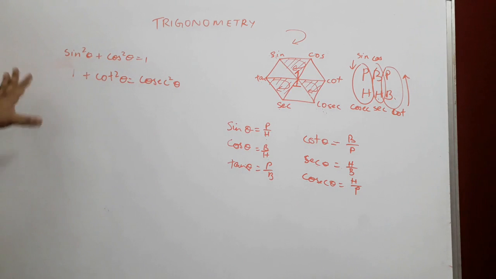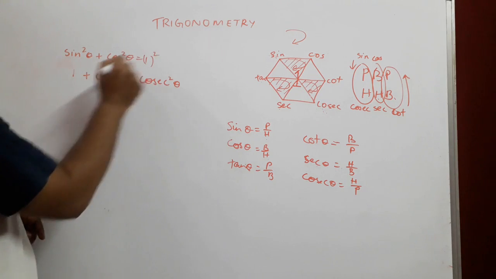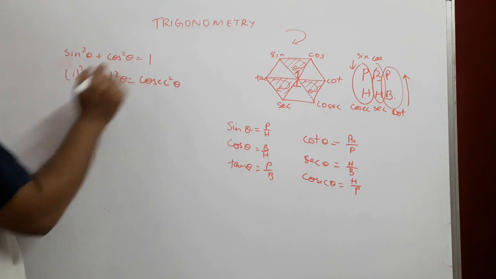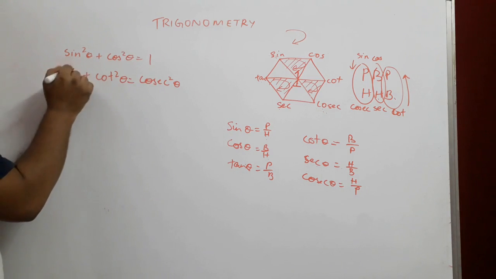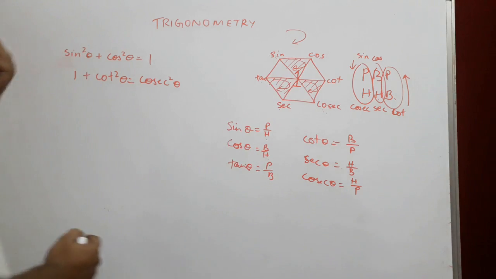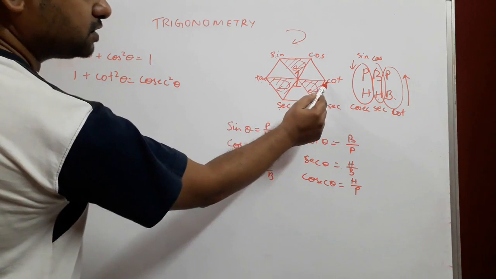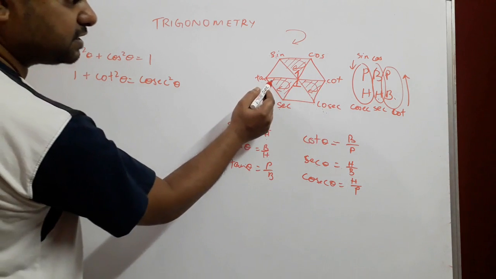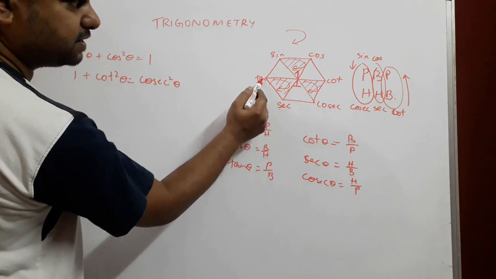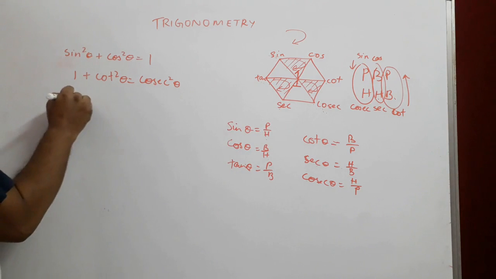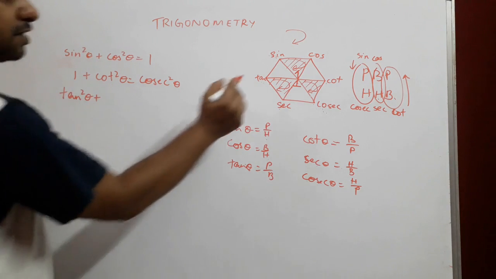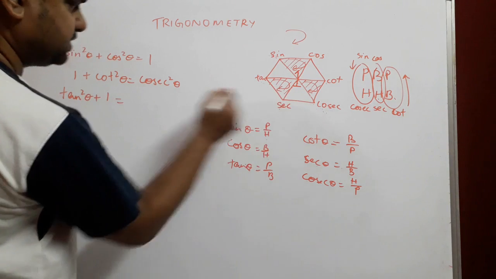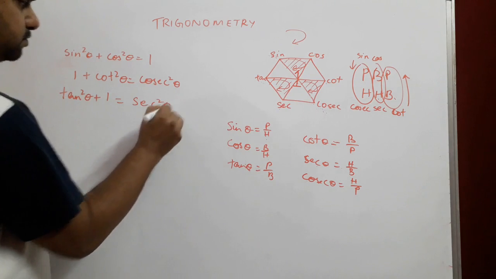Basically, these are all squares. We don't write 1 square, or we don't write 1 square is 1, so we just end up writing 1. We'll leave it at 1 because we have 1 over here. So 1 plus cot square theta gives us cosec square theta. Similarly, in this case, look at where the tail of that arrow is, 1, right? So it is tan square theta plus it goes to 1, and we get sec square theta.